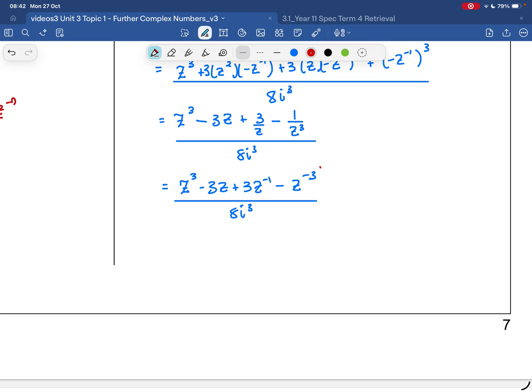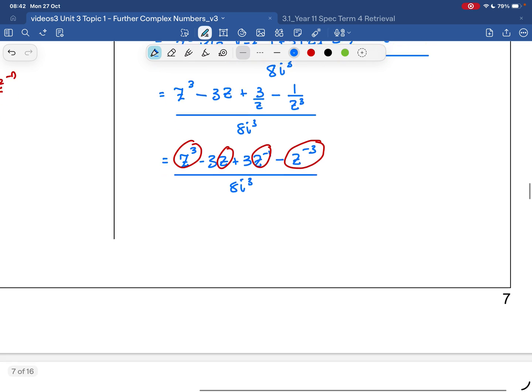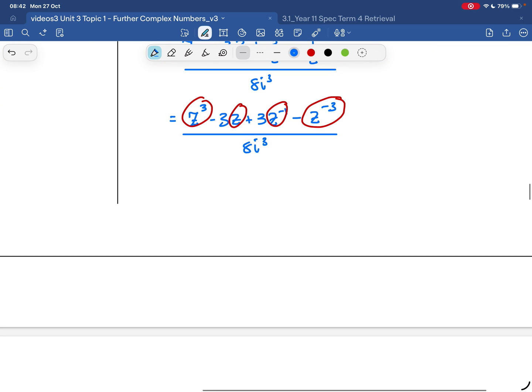And hopefully you can see I've got a z to the negative 3 and a z to the positive 3 and a z to the positive 1 and z to the negative 1. So hopefully that means that I can work something out to make it look like I want it to. So let's collect those. So I've got z cubed minus z to the negative 3, and I can have minus 3z minus 3z to the negative 1 over 8i cubed.